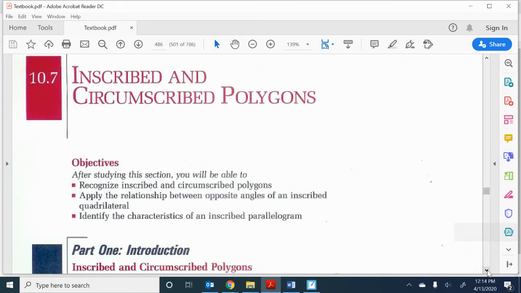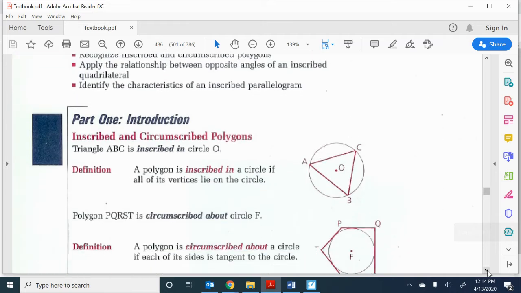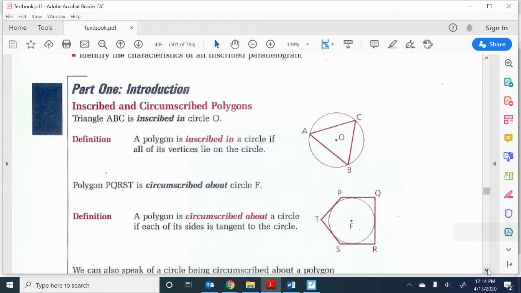So there are a couple of definitions and some theorems to get started, but just so we know the difference, and we've seen this before when we did our constructions, and we found the center of the inscribed circle and the center of the circumscribing circle. So we've seen these words before, but just as a refresher, a polygon is inscribed in a circle if the vertices lie on the circle. So we can say that the triangle is inscribed in the circle, whereas the circle is circumscribed about the triangle.